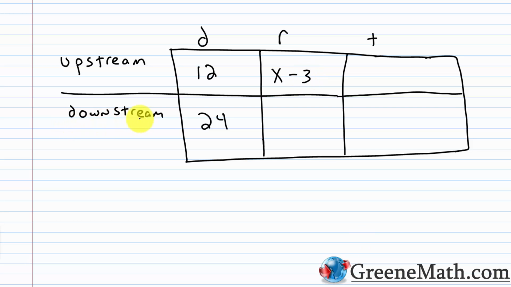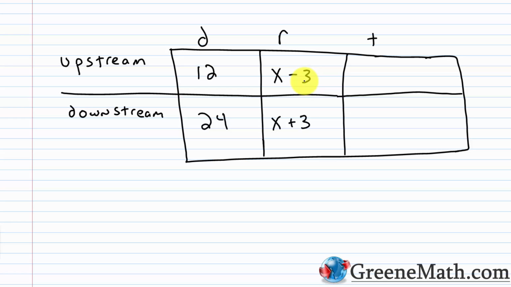And then for the downstream speed, it's just as easy, right? We think about the speed of the boat in still water is x. And then now if I'm going downstream, that means I'm going with the current. So the current is pushing on my boat. It's making me go faster by 3 miles an hour. So I would add 3 to that x. So x plus 3 is the speed of the boat going downstream. X minus 3 is the speed of the boat going upstream.